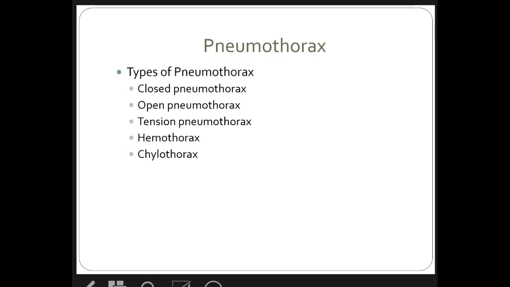This can be caused by rupture of small blebs on the visceral pleura. These are caused by airway inflammation, most commonly due to smoking. Injury from broken ribs can also cause pneumothorax, as well as placement of a subclavian catheter. Excessive pressure during manual or mechanical ventilation can also cause a closed pneumothorax.